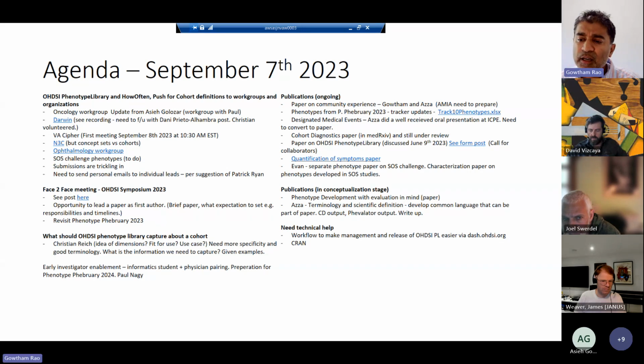There is a conversation with N3C. N3C would like to make contributions to the OHDSI Phenotype Library. There is a thread in the OHDSI forums about it. N3C has a set of what they have described as validated codesets or concept sets that they want to contribute.